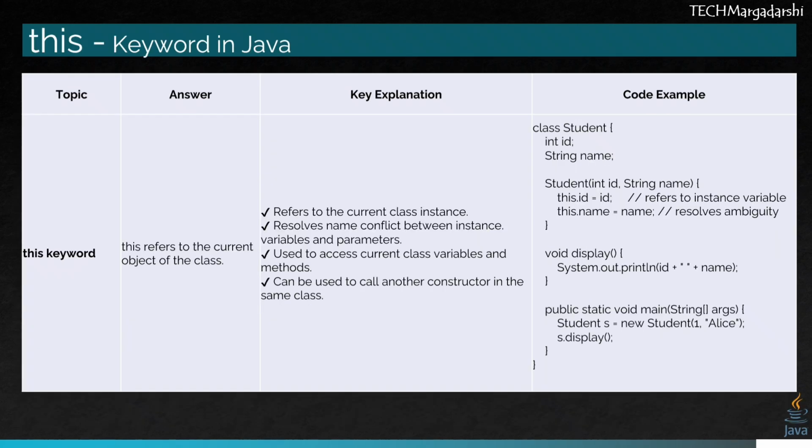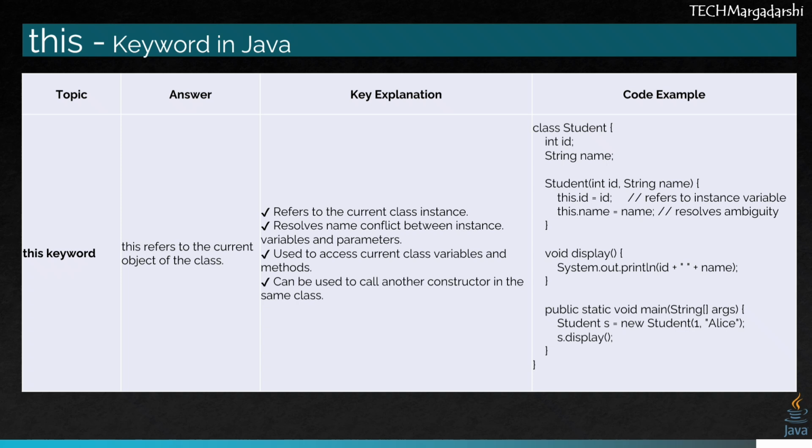Now, here is the last topic of this series: the this keyword in Java. Let's understand the this keyword in Java, which is a very important concept in object oriented programming. In Java, this refers to the current object of the class. It is mainly used when instance variables and constructor parameters have the same name.